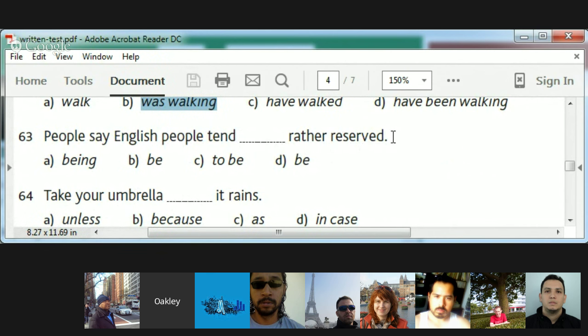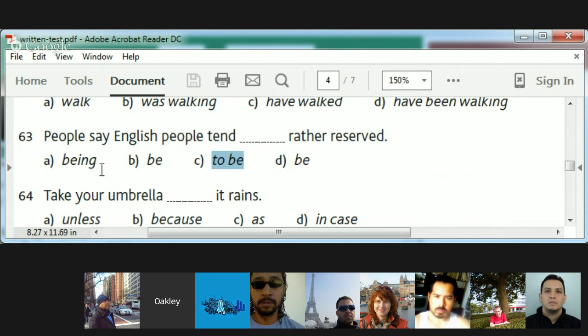People say English people tend being rather reserved. Okay, it actually needs to be an infinitive. He tends to cry a lot. He tends to fall down a lot. It's just a matter. I hate these. You hate them. I hate them. We all hate them.